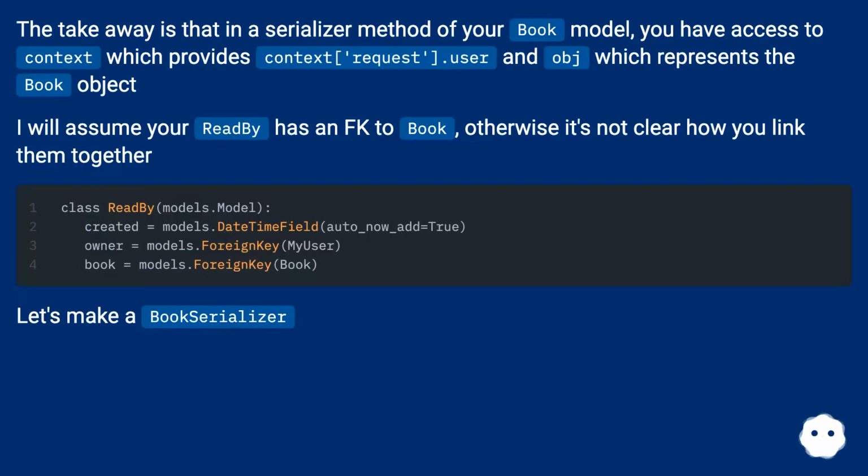The takeaway is that in the serializer method of your book model, you have access to context, which provides context request, .user and obj, which represents the book object. I will assume your readme has an FK to book, otherwise it's not clear how you link them together.